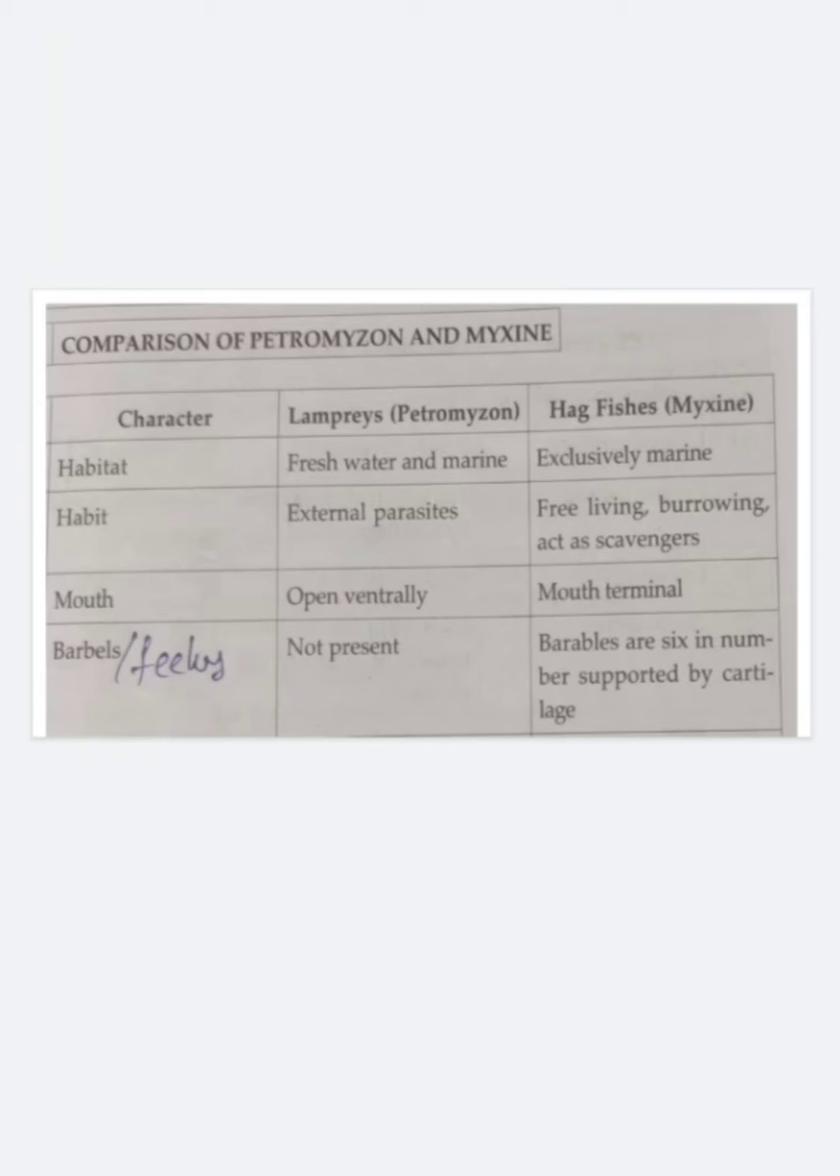So when we see the habitat of Petromyzon and Myxine, Petromyzon always lives in fresh water, and it can also live in marine water. So both fresh and marine waters are habitats of Petromyzon, but Myxine is found only in marine water, which does not occur in freshwater bodies.